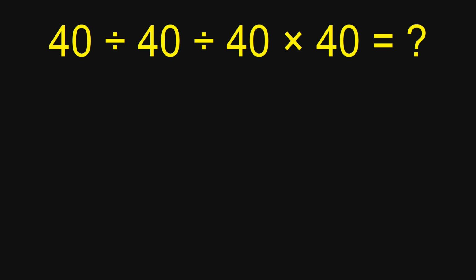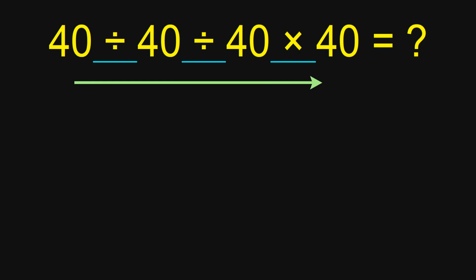In this problem we have 40 divided by 40 divided by 40 times 40. According to the order of operations, we have to work from left to right. So first we have to do this division, then this division, and finally this multiplication. If you do this multiplication before this division, it's wrong.